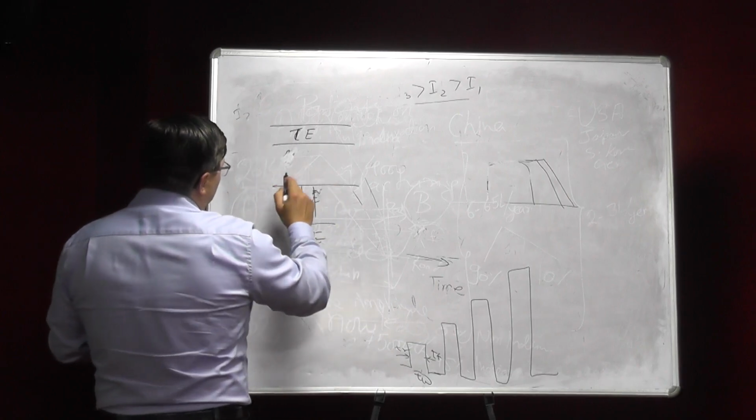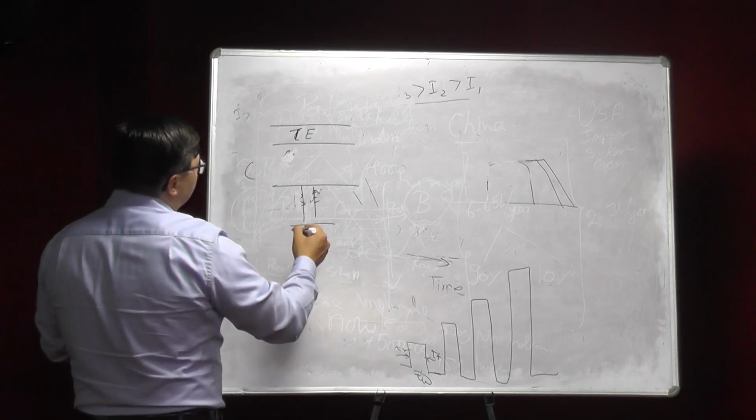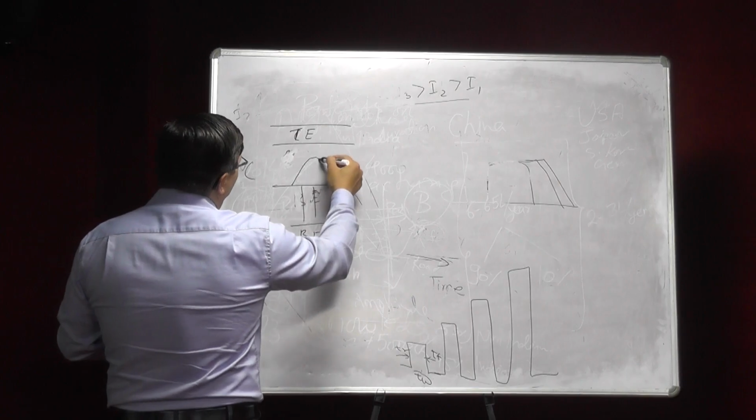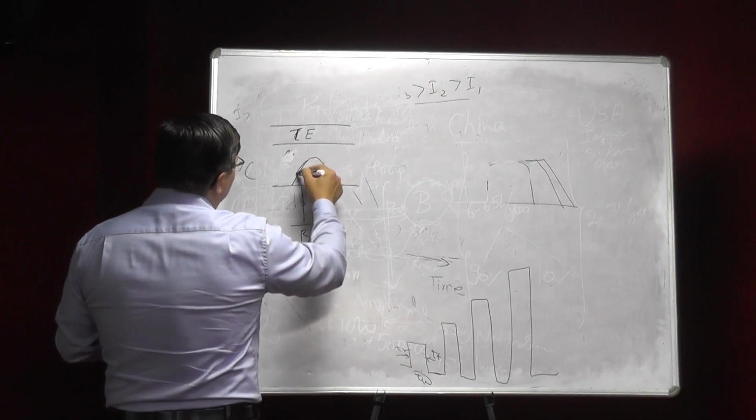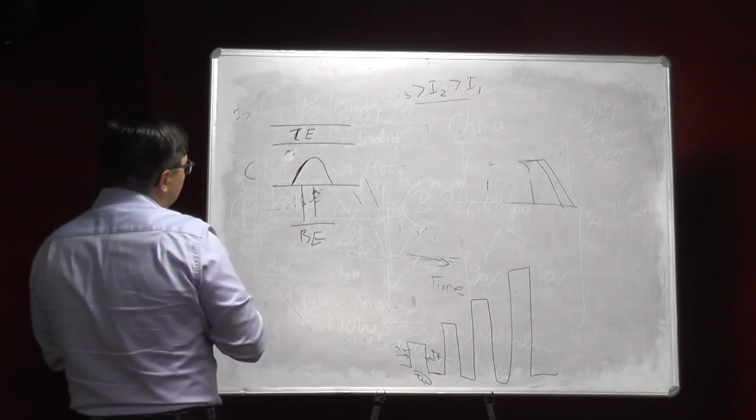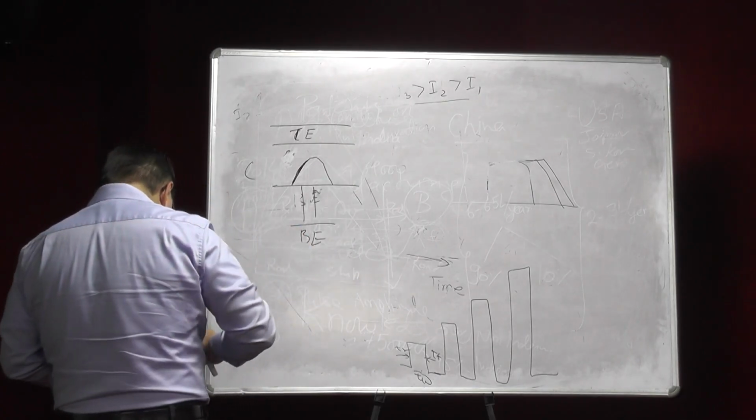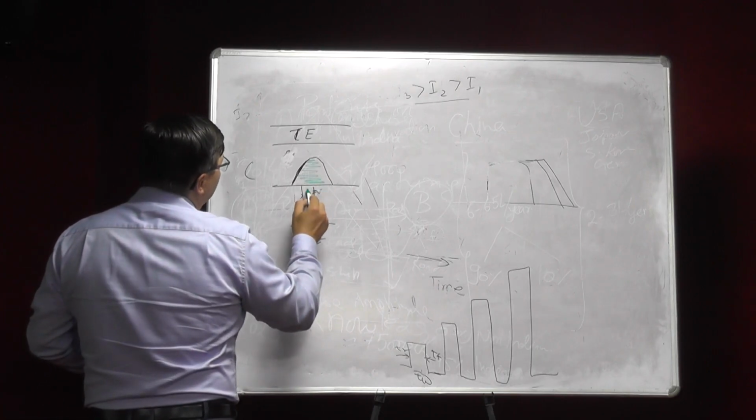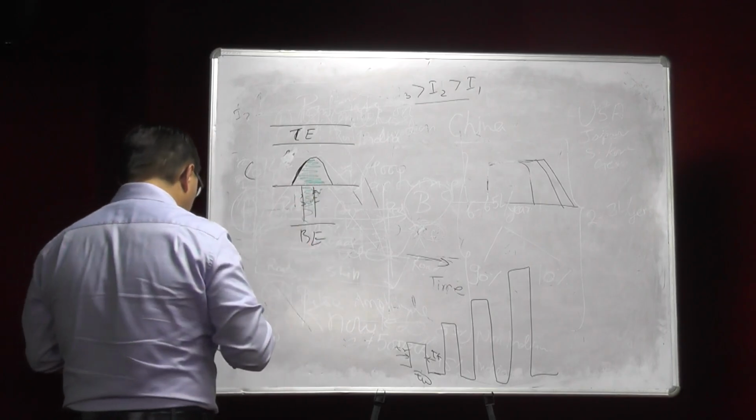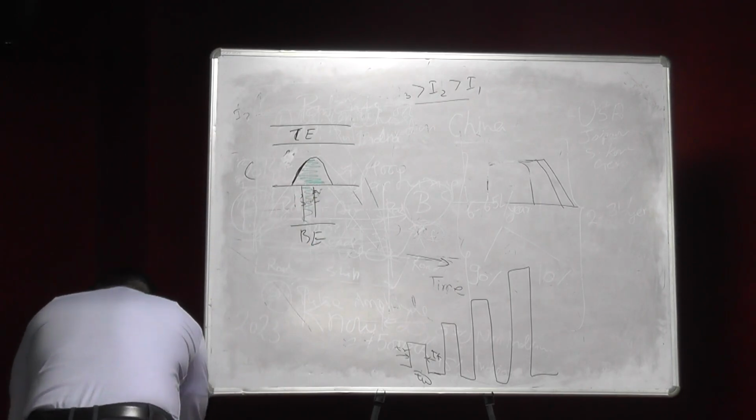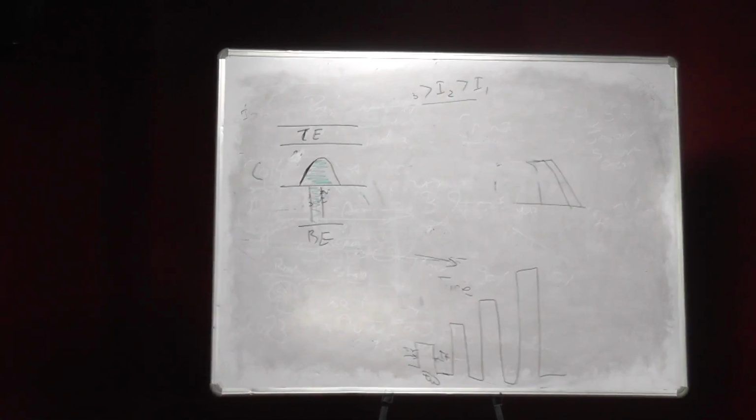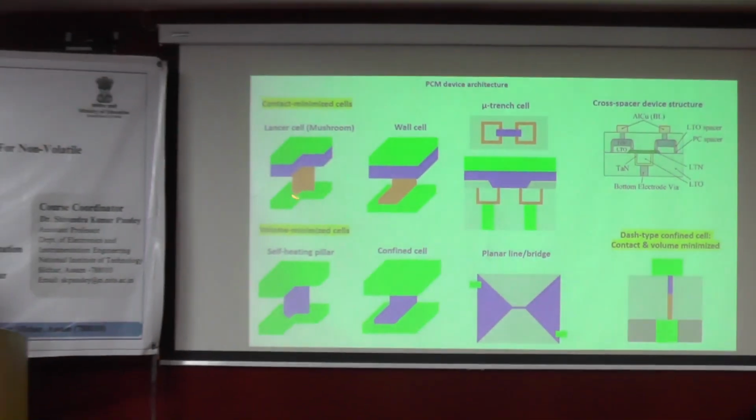Now we start with crystalline, and if we apply a pulse and amorphize this structure, we get a volume of this shape. And now if you look here, it looks like a mushroom, and that is why it is called a mushroom cell. So here, if you want to optimize the contact area, you have to reduce the size of the heater.